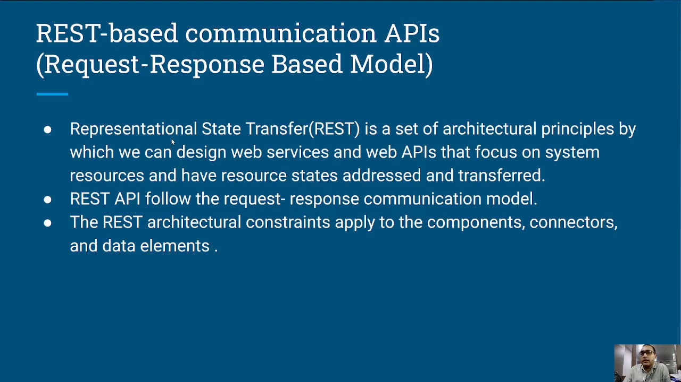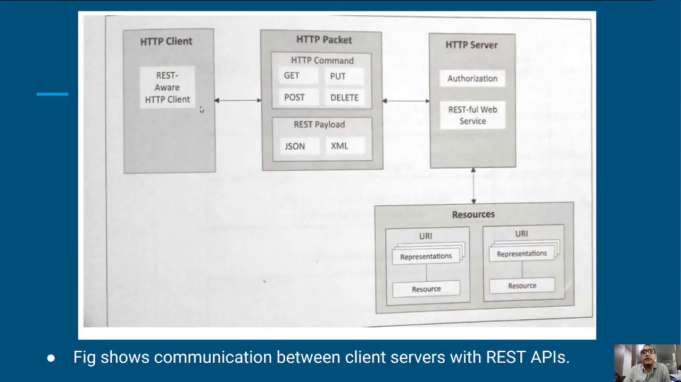Now this REST is again based on the request-response communication model that we discussed earlier. The REST architectural constraints apply to the components, connector, and data elements. So this is a basic example of a REST-based API, and this is how the communication takes place. Here you can find there is an HTTP client, which we call a REST-aware HTTP client, and it is sending some packets, and that packet in this case is an HTTP packet.